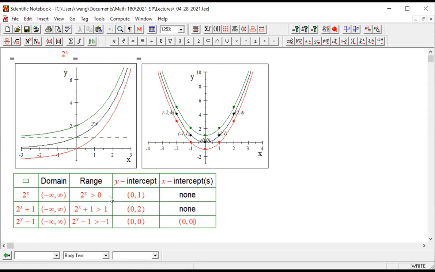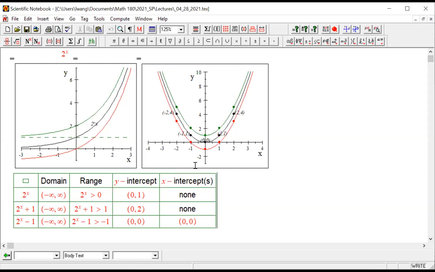You see, the basic exponential function doesn't have an X-intercept. But if you shift it, you may have an X-intercept. So in this case, we do have an X-intercept, right? Very, very good.